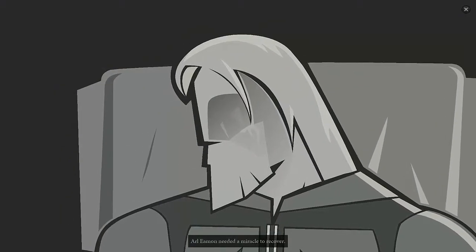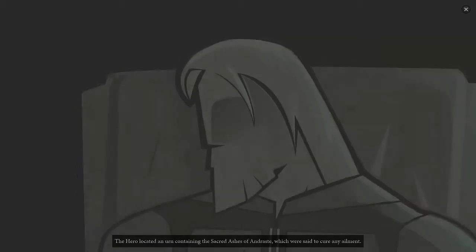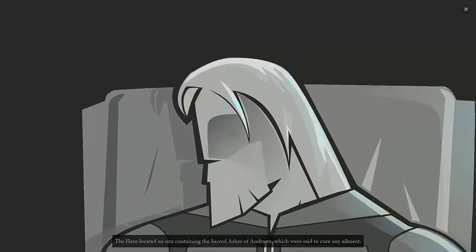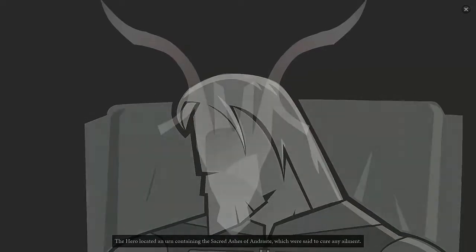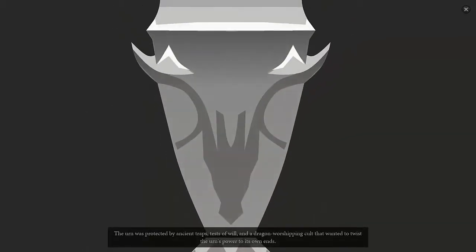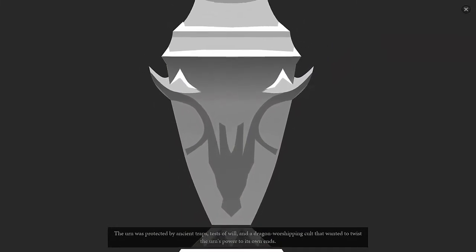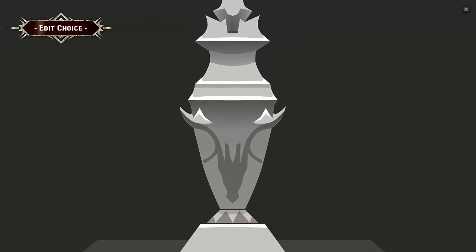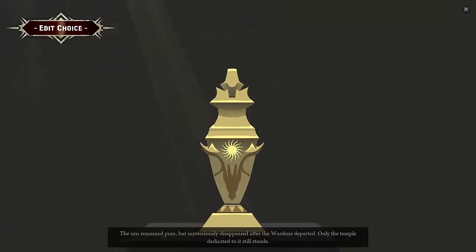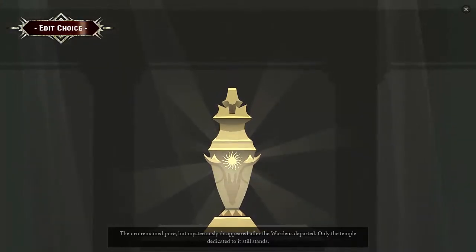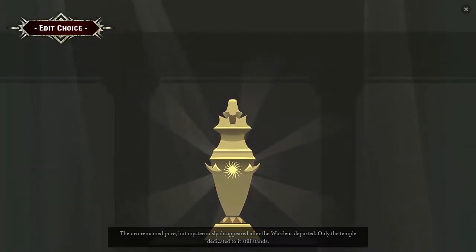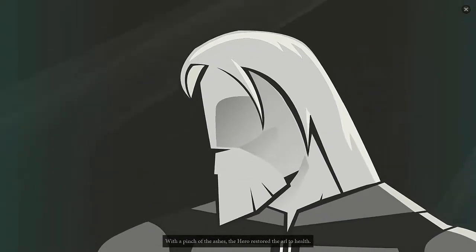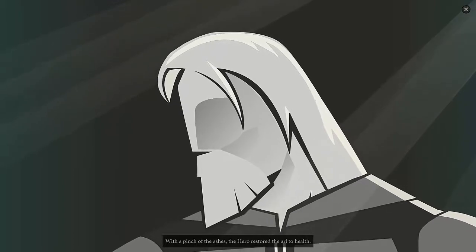Arl Eamon needed a miracle to recover. The hero located an urn containing the sacred ashes of Andraste, which were said to cure any ailment. The urn was protected by ancient traps, tests of will, and a dragon-worshipping cult that wanted to twist the urn's power to its own ends. The urn remained pure, but mysteriously disappeared after the wardens departed. Only the temple dedicated to it still stands. With a pinch of the ashes, the hero restored the Arl to health.